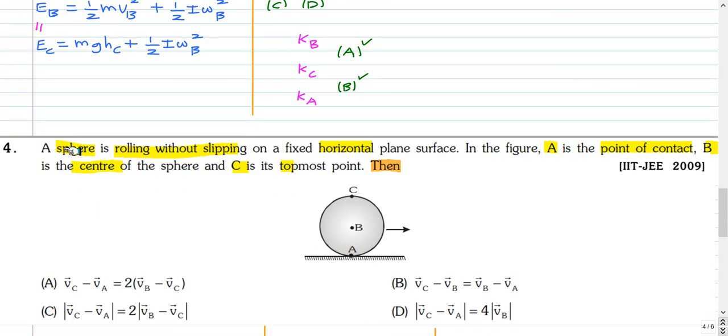This is the next question. A sphere is rolling without slipping on a fixed horizontal plane surface. In the figure, A is the point of contact, B is the center of the sphere, and C is the topmost point. Then 4 options are given. You have to determine the velocities at points A, B and C and check whether the options are true or not. You could pause the video and attempt the question.